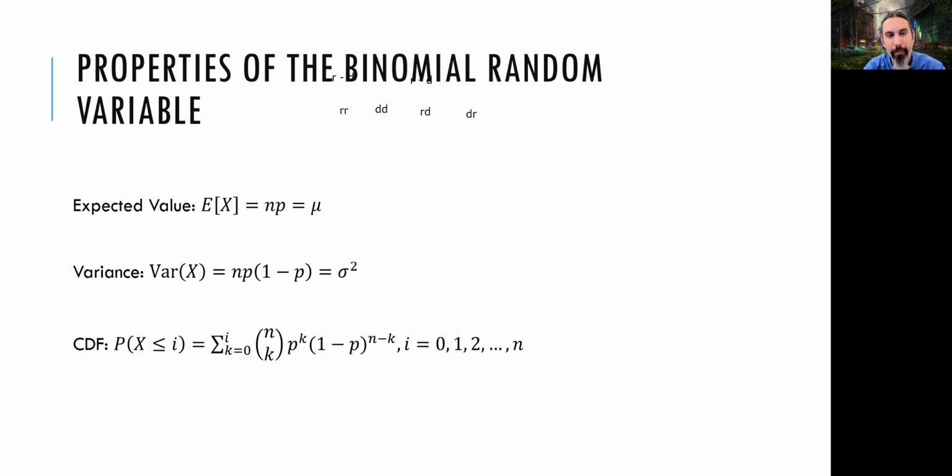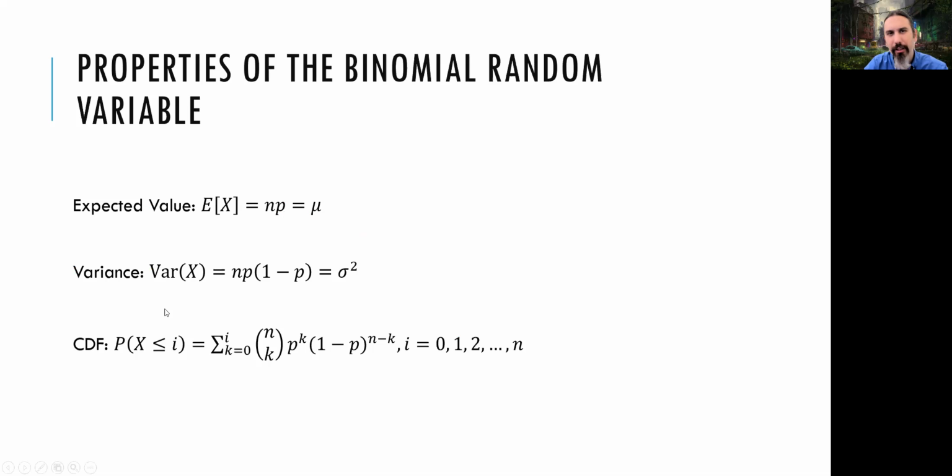So, properties of the binomial random variables. There are a few things that we need to know about it. The first one is the expected value. It's extremely easy. Mu, we know what mu is, but in the binomial random variable, it's n times p. So multiplying the number of trials with the success rate gives you the expected value of that random variable. Simple as that. NP is the expected value.